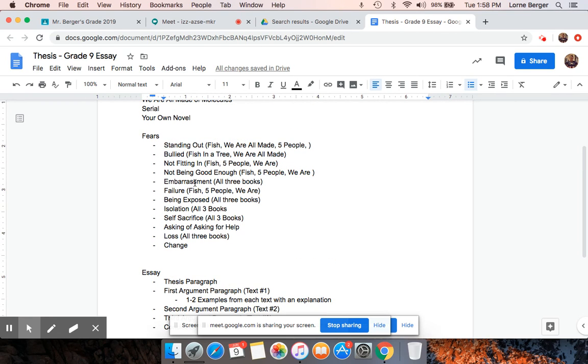So let's go through this. Can we pick one that we want to do as a class? It doesn't mean that you can't do the same one on your own, but I just want to be able to say, let's work through one together as a class, so we can create a mentor text together. Is there anyone that you think we can do as a class that you'd be interested in talking about?